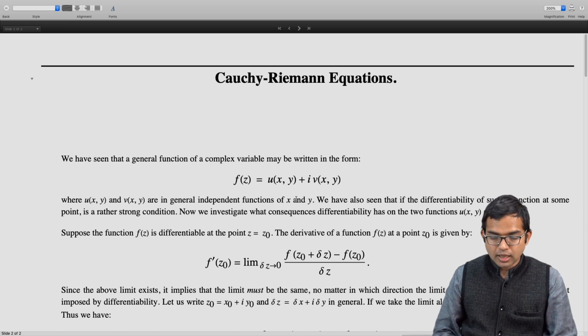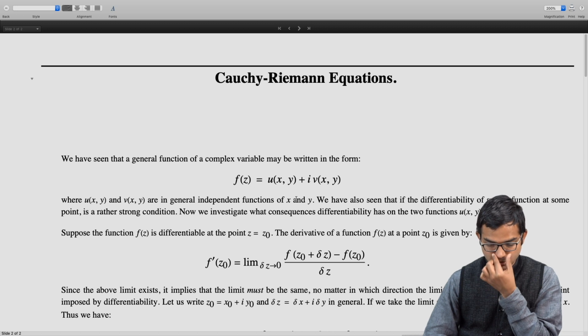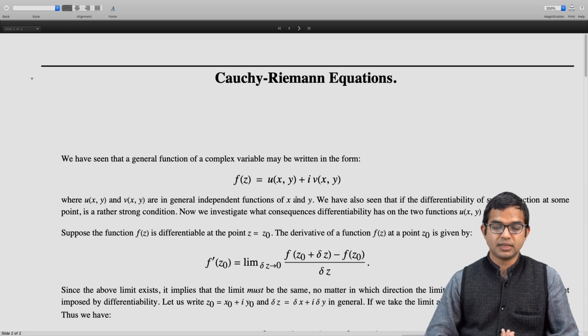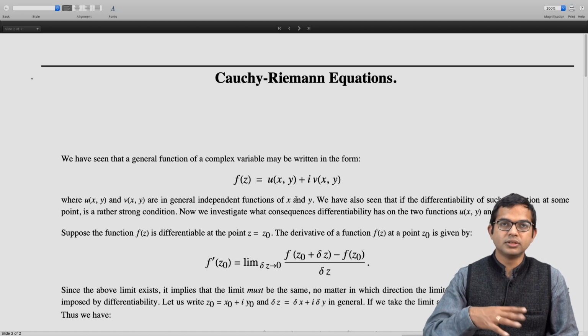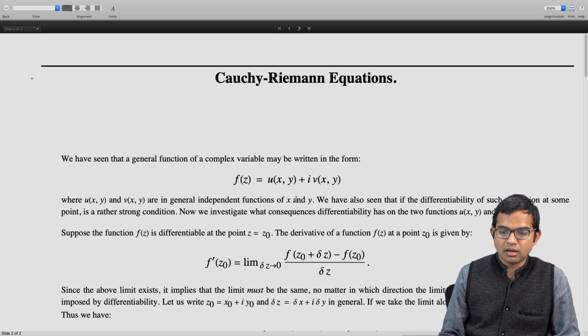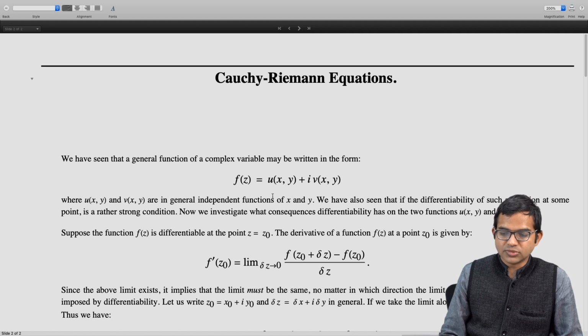So let's start with the definition of a derivative. So f prime of z0 is the limit delta z going to 0, f of z0 plus delta z minus f of z0, the whole thing divided by delta z. Now, this limit exists, which means that it must be the same no matter in which direction you approach this point z0, right? So that's the core of the condition. Since you have infinitely many different directions, demanding that this limit is the same in all these different directions will make the real part and the imaginary part of this function obey some conditions, and these will be called the Cauchy-Riemann conditions. We will work them out.